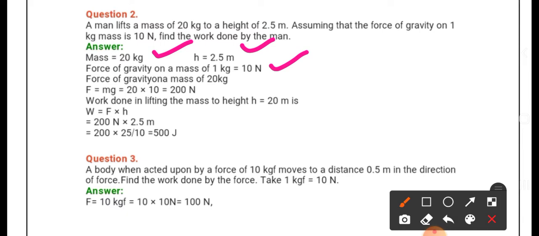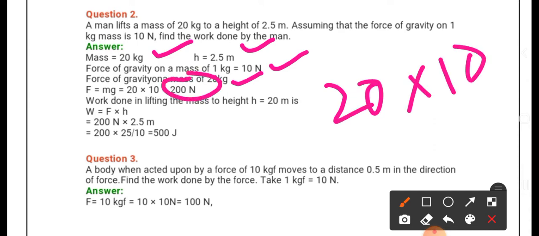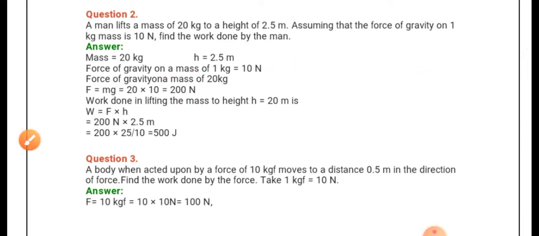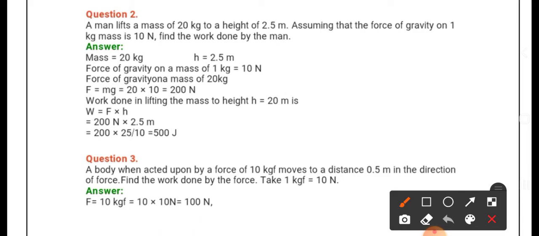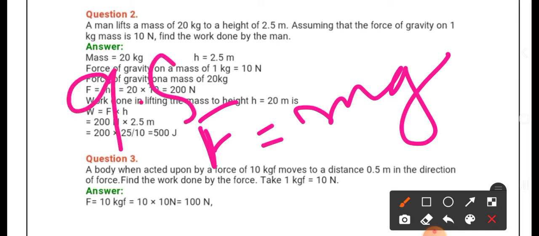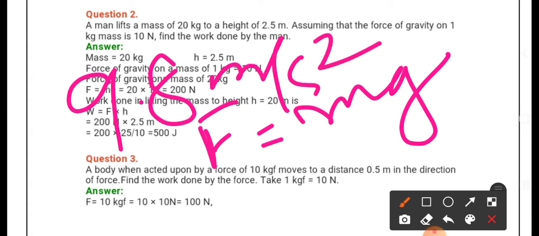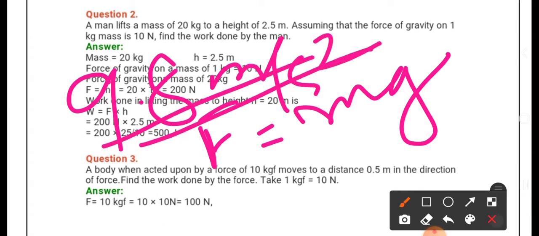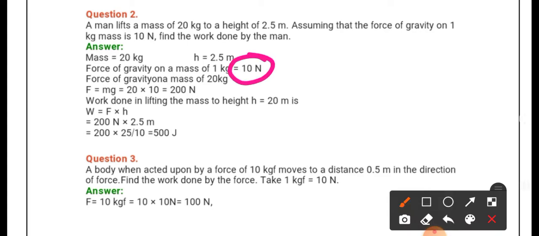Now force of gravity on a mass of 20 kilogram, see for 1 kilogram if it is 10 Newton, for 20 kilogram it will be 20 into 10, isn't it? So total force will be 200 Newton, or simply you can say force if it is given in terms of mass, F is equal to mg. Okay, if mass is only given, F is equal to mg, and g value is actually 9.8 meter per second square, but here in the question it is given to round it off and take it as 10, so you can multiply it with 10.